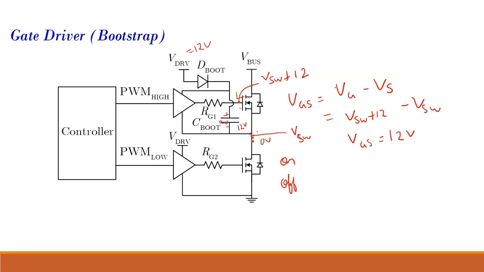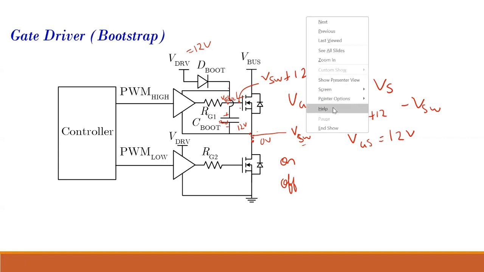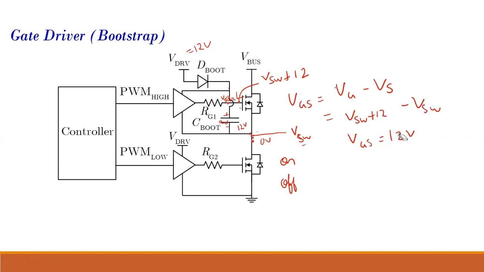It can be either with respect to the ground 0 volt, or with respect to VSW. That does not matter because the capacitor is just holding some charge and the effective voltage across the capacitor is 12 volt. So once this is turned off, the voltage over here comes to some other value. The voltage at this node comes out to be VSW plus 12.